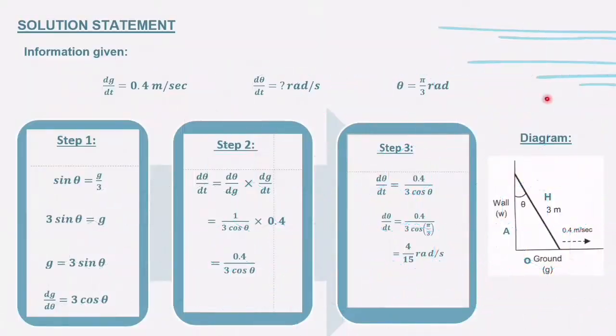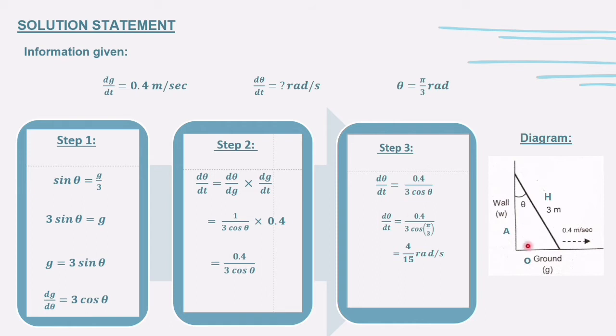This is the solution statement, and all of these are the information given. So we have dg over dt, which is 0.4, d theta over dt, which is the value we need to find, and then theta equal to pi/3. So how do we want to find the value of d theta over dt? For the first step, we need to find the value of g by using this formula, which is sin theta equal to g/3. How do we get this formula?